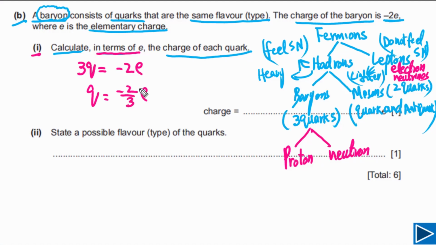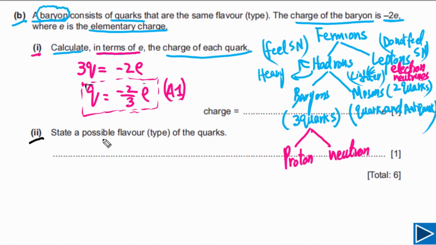So this is the charge on a single quark of the baryon, because it is given to us that the baryon consists of quarks that are the same type, meaning all of them have the same charge. So this is the charge on each quark of the baryon if the total charge on the baryon is equal to negative 2e. So this is our answer for this question. This question has 1 mark and this is the answer mark. If you have got this right answer, you will get this mark.